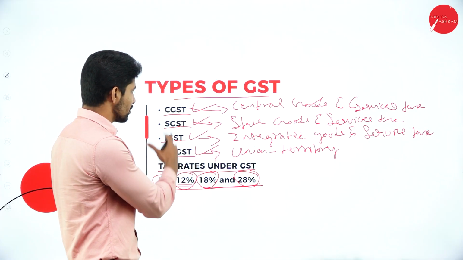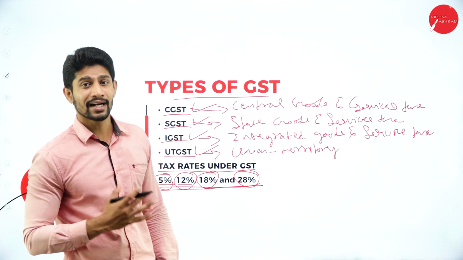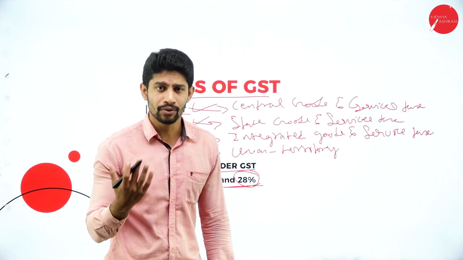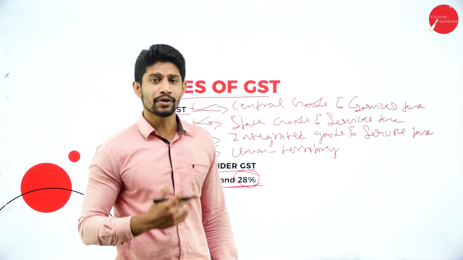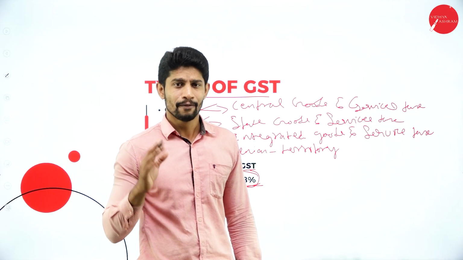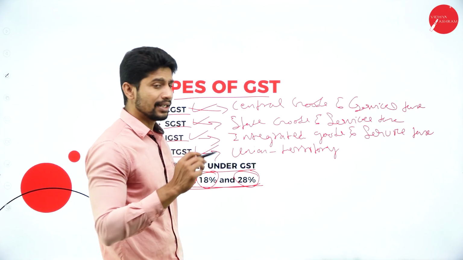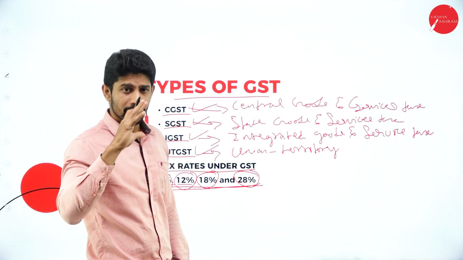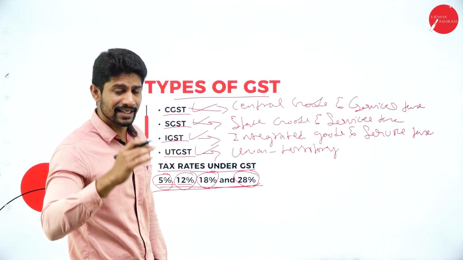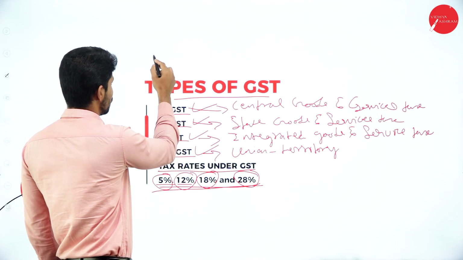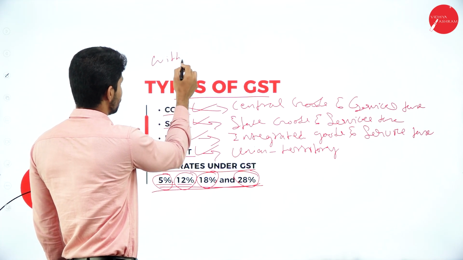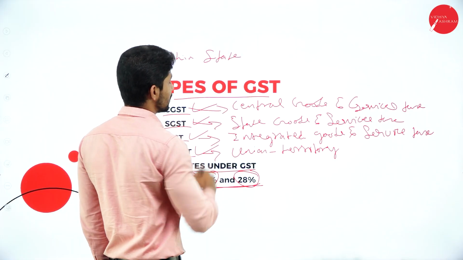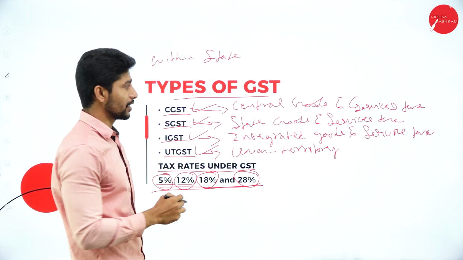So how are these different types of taxes applicable? We have four types of GST, right? So how are we going to collect the tax? How are we going to impose that particular tax? For example, if you are doing business within India, if both the buyer and seller are within the state, then what GST is applicable?